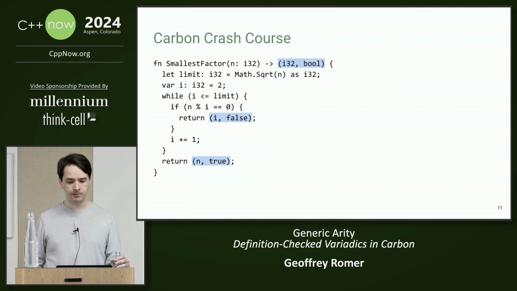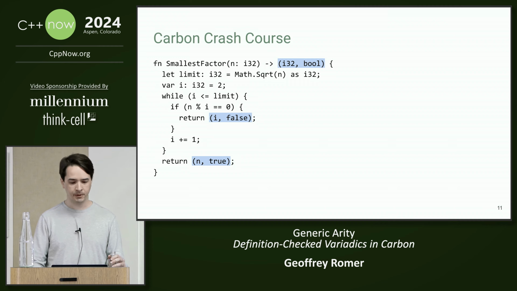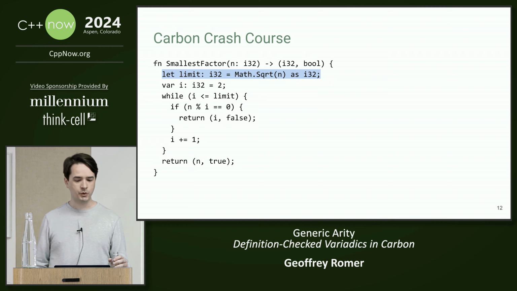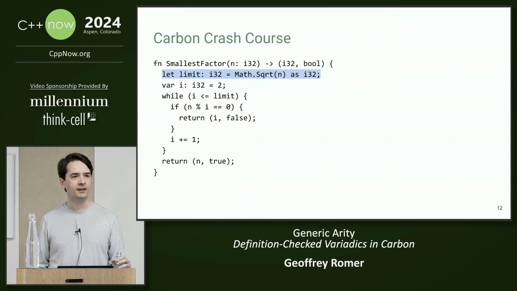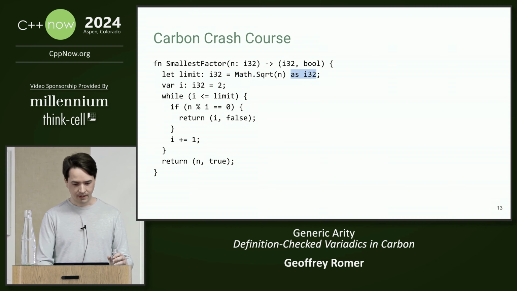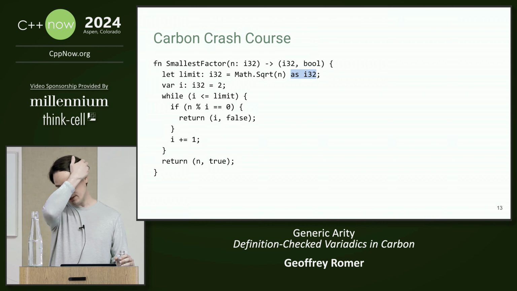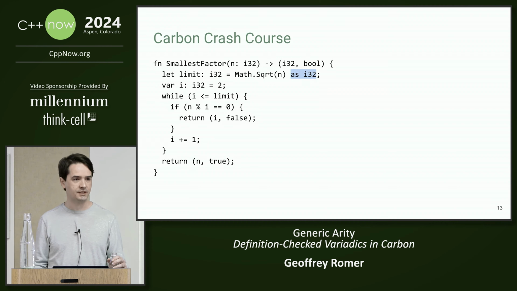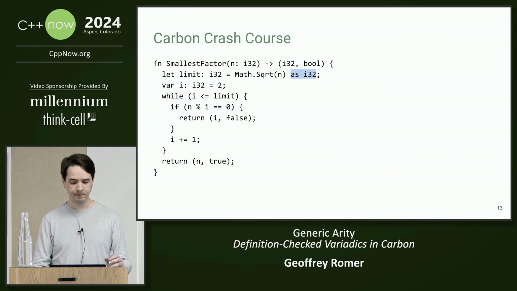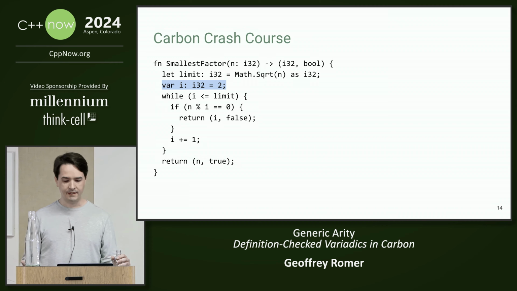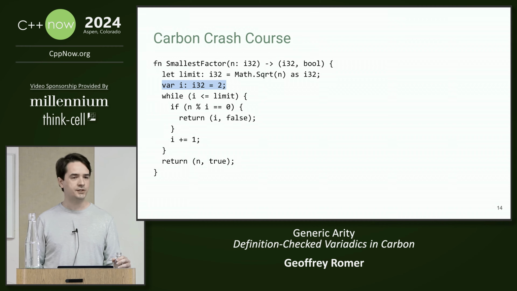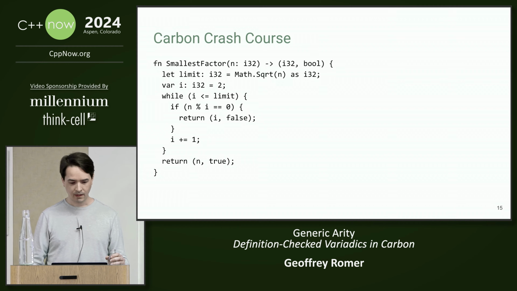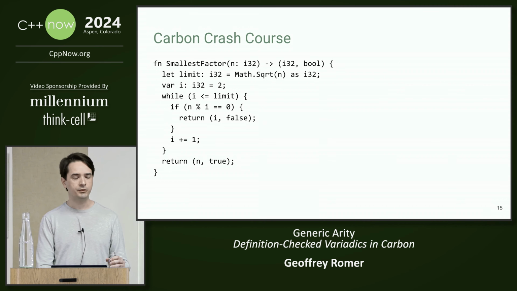This function returns a tuple. Carbon has native support for tuples. This is a constant definition. It starts with let, and then we have a binding pattern and an initializer. This as at the end of the initializer is an explicit type conversion. So this is converting the results of this call, which is some floating point type, to i32. And this is a variable definition, which is pretty much the same as let, but it's introduced with var. And hopefully the rest of this looks pretty familiar.